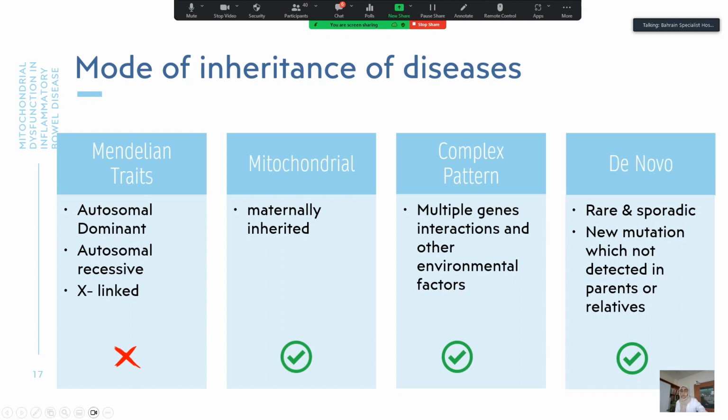Complex trait means multiple genes interact with each other and with environmental factors. Sometimes it happens as a de novo mutation, meaning a new mutation happening in that person for the first time, not detected in either parent or in any of the relatives. In inflammatory bowel disease, if any mutation happens in the mitochondrial or nuclear DNA, it will follow these three parts, mainly the complex part. It will not follow Mendelian traits.